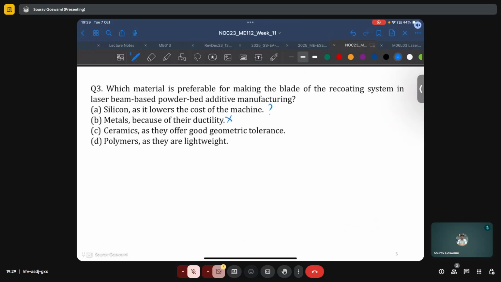Ceramics, because they offer good tolerance, is of course very important because this good tolerance and tight control will enable us to have very well controlled layers of desired thickness. Further, they handle thermal shock very well, far better than metals. So ceramics are a good choice. And polymers, even though they are lightweight, will typically end up melting under the temperature and extreme conditions which are encountered inside the powder bed fusion machine. So ceramics is the correct answer.